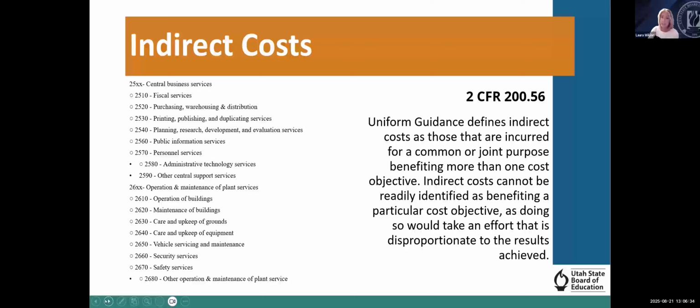Indirect costs live in our chart of accounts in our function codes 2500 and 2600, and they're the administrative overall costs that benefit the organization as a whole. You could go through and allocate a little piece of that to every single program, but it's very time consuming and hard to do. So the alternative is that we calculate indirect cost rates and you apply those rates to your programs, and then that money is used to pay for these indirect costs, which benefit the organization as a whole.